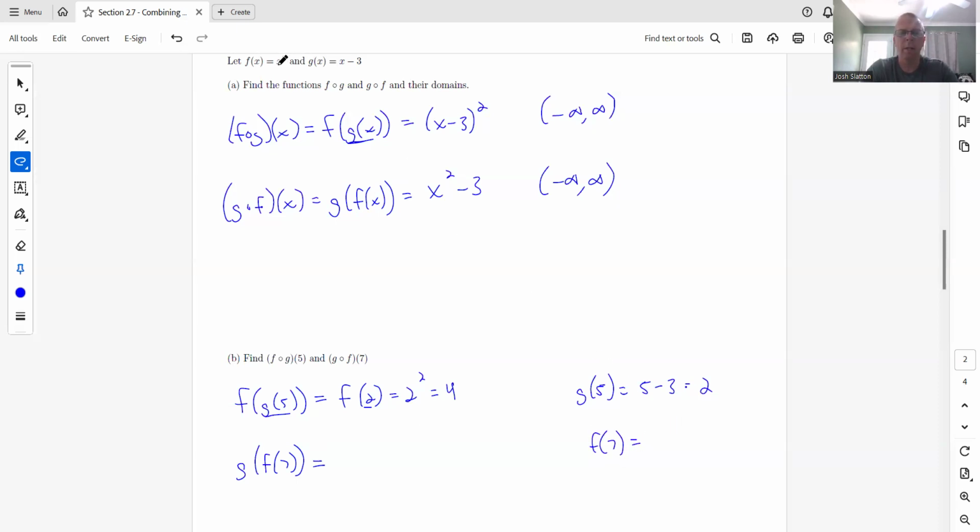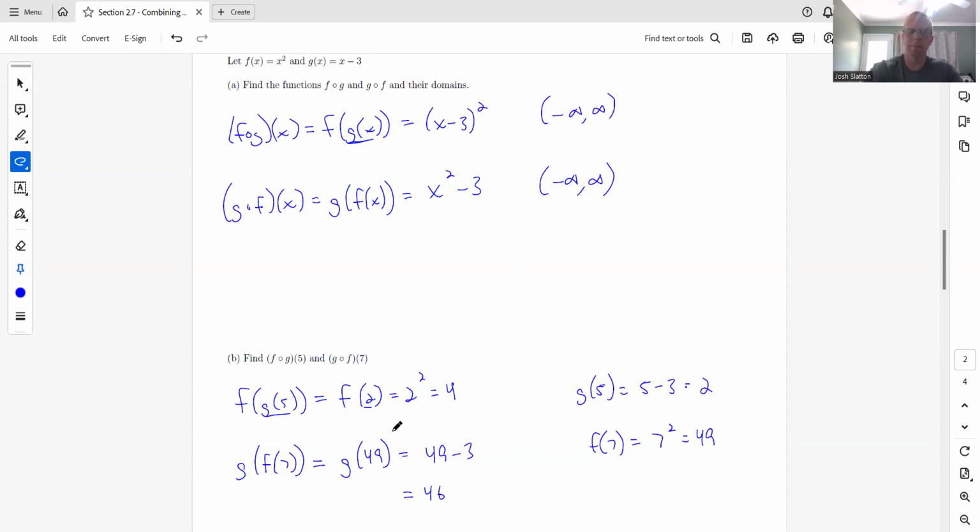And of course, we're plugging that in for x. So that would be 7 squared, which is 49. Now we're going to plug the 49 in to g. So we have 49 minus 3, and we get 46. And you can see again, this does the same thing in the same order. Square the 7 and then subtract 3. And that's exactly what we did.